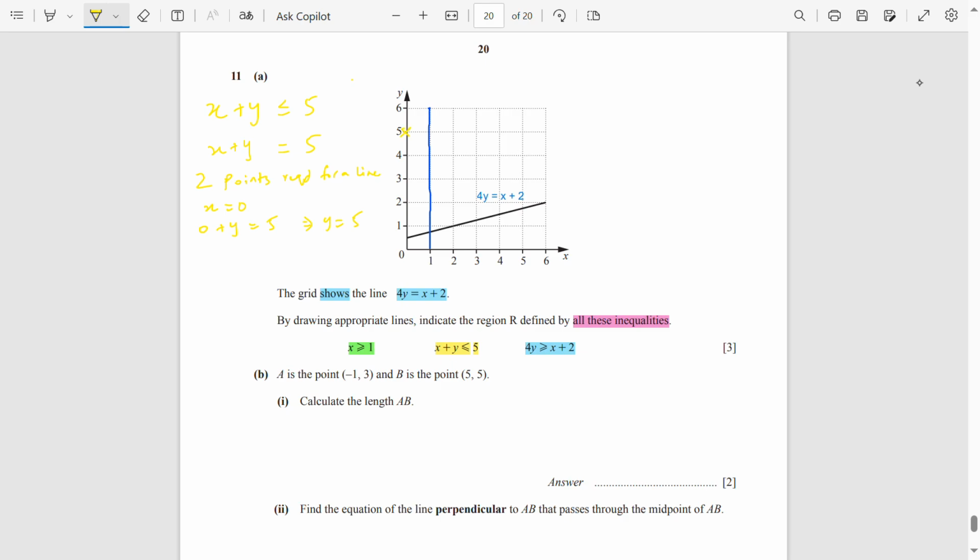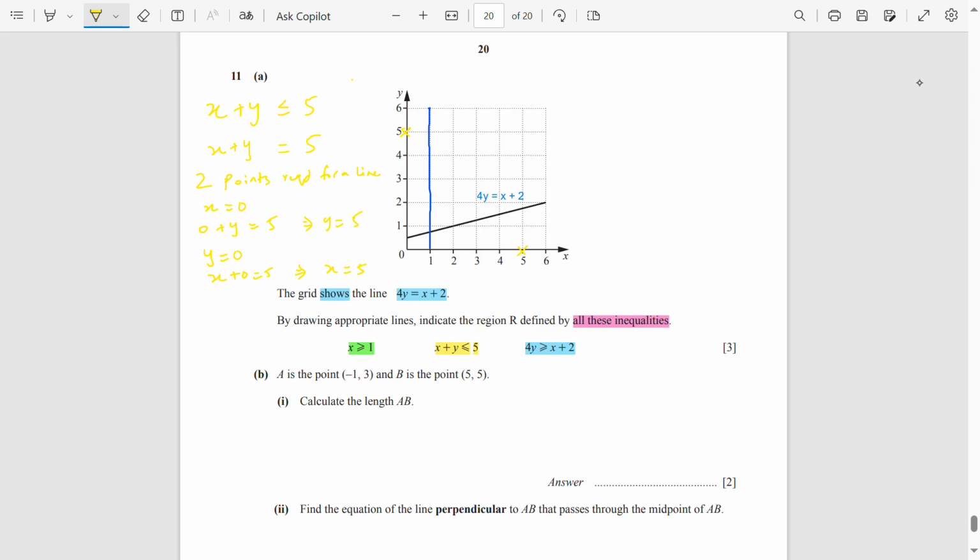Now I will put the other variable as 0, which is y. So y becomes 0. So I have x plus 0 equals 5, which will again give me x equals to 5. But this time I have x as 5, which is right here, and y as 0. So this point on the x-axis.